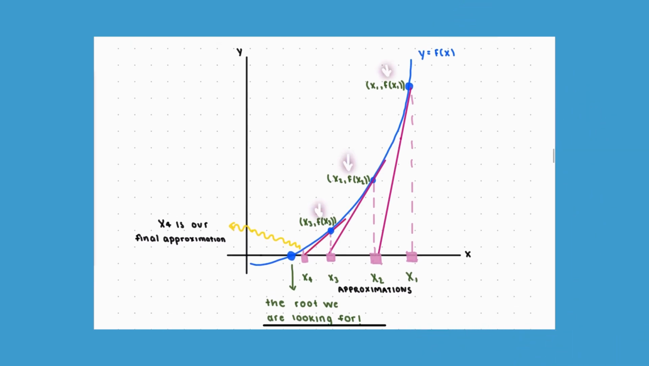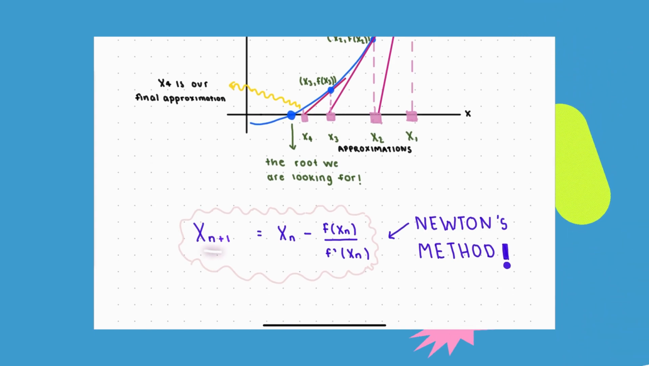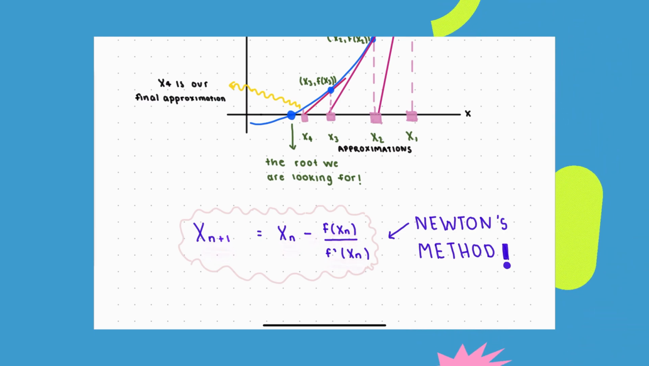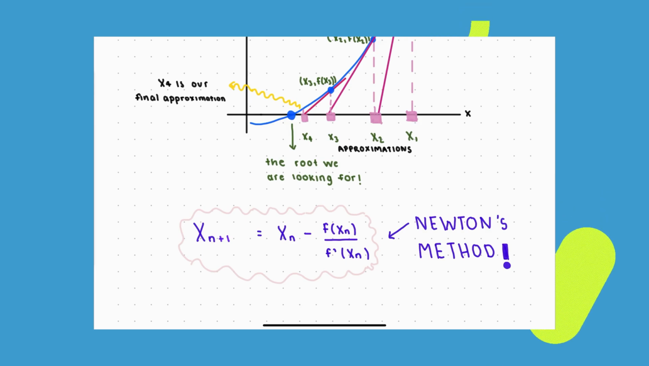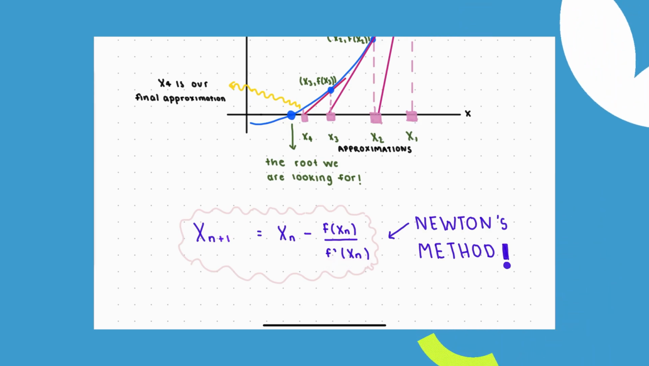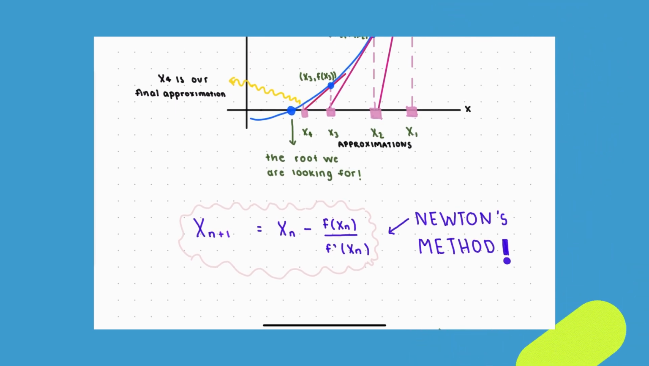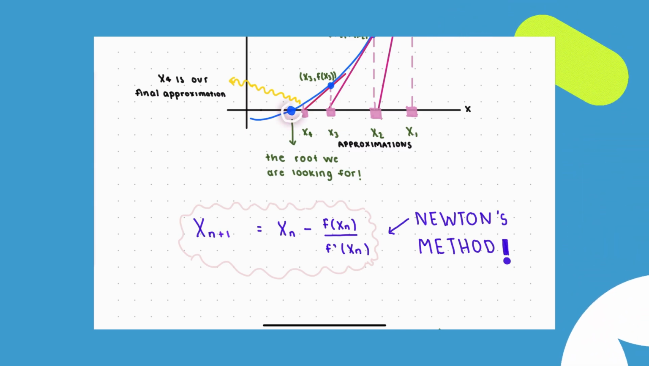So to find the x-intercept of each tangent line, we use this formula: x sub n plus 1 equals x sub n minus f of x sub n divided by f prime of x sub n. X sub n is our first guess. F of x sub n is our guess plugged into the original function, and f prime of x sub n is our guess plugged into the derivative function. When you get the answer, you just plug it back into the original formula as your second guess and keep calculating it until your result is really close to the actual root that you're looking for.